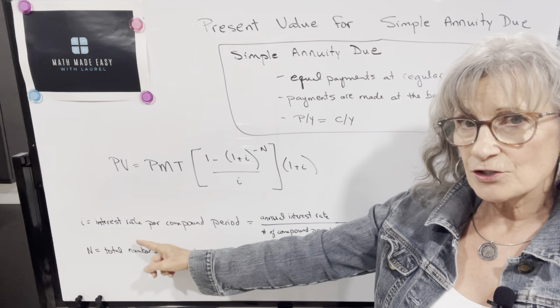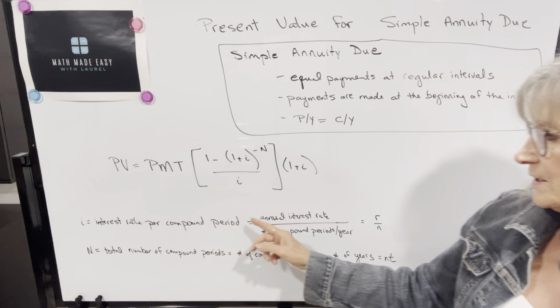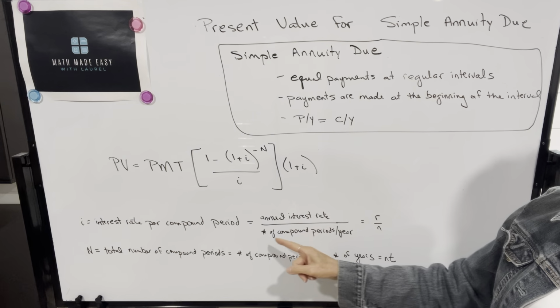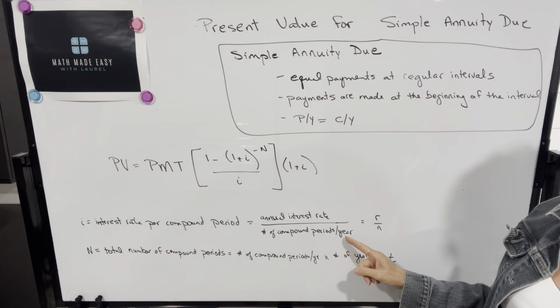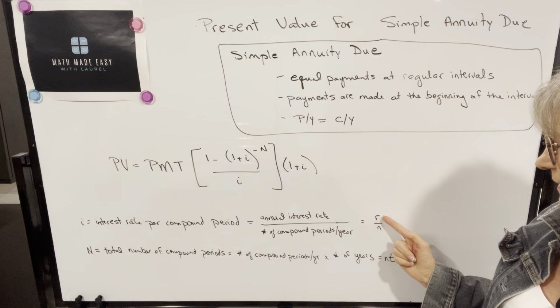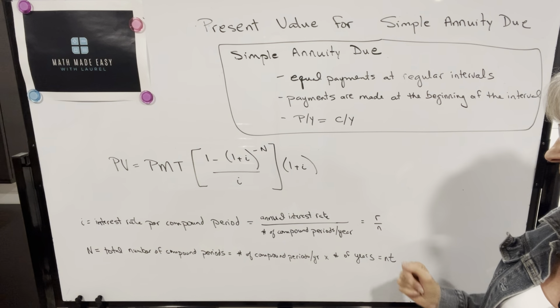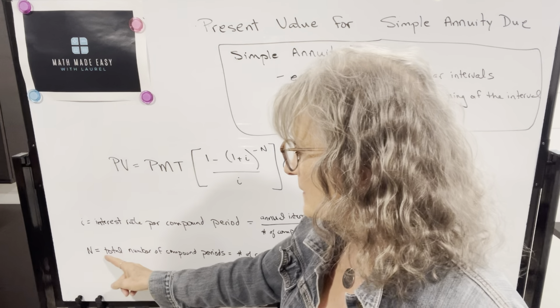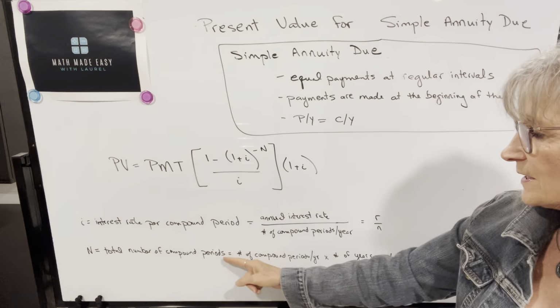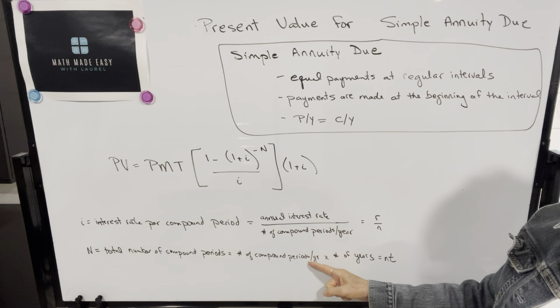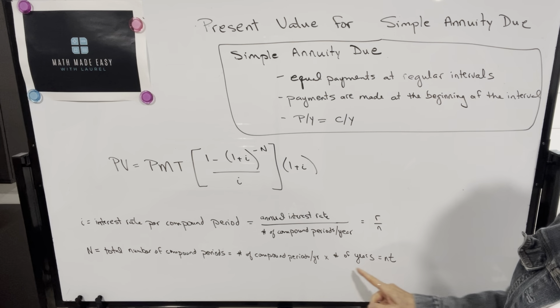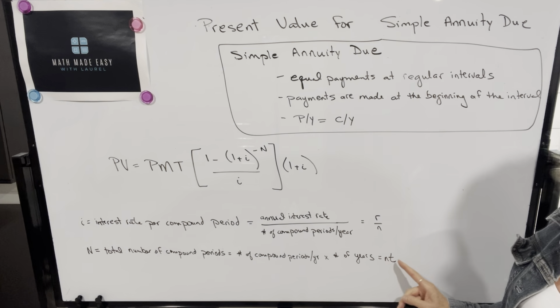Note, i is the interest rate per compound period, so you take your annual interest rate and divide by the number of compound periods per year. You might see that as r over small n, where small n is the number of compound periods per year. Capital N is the total number of compound periods, so you take the number of compound periods per year, which is small n, times the number of years, which is t.